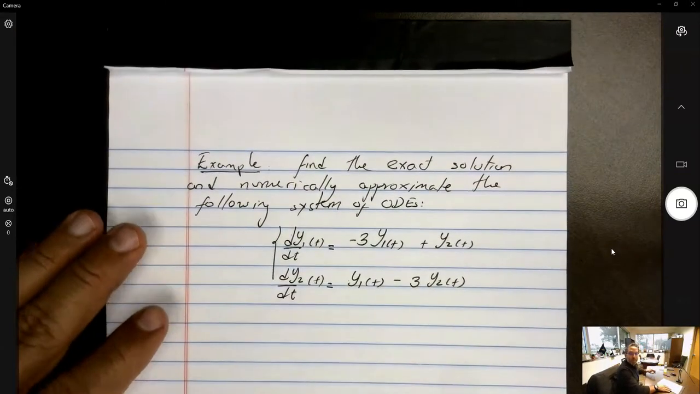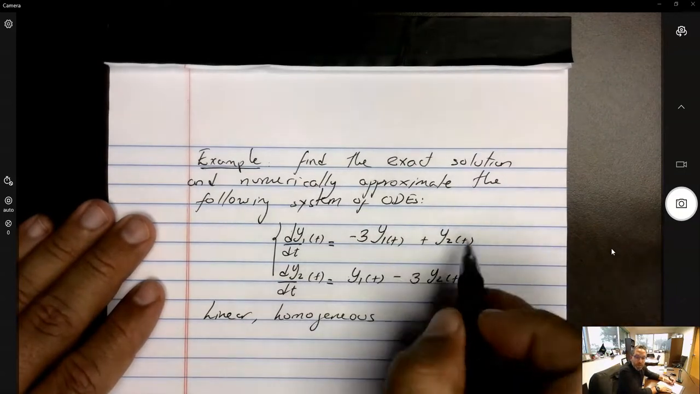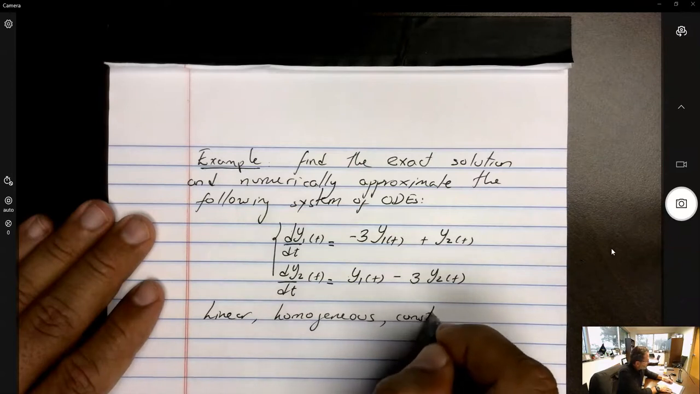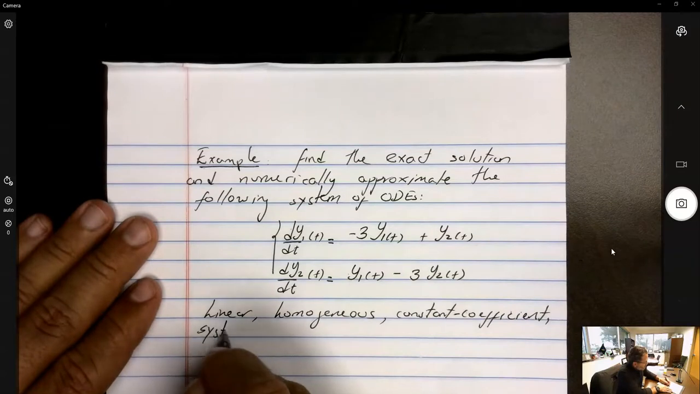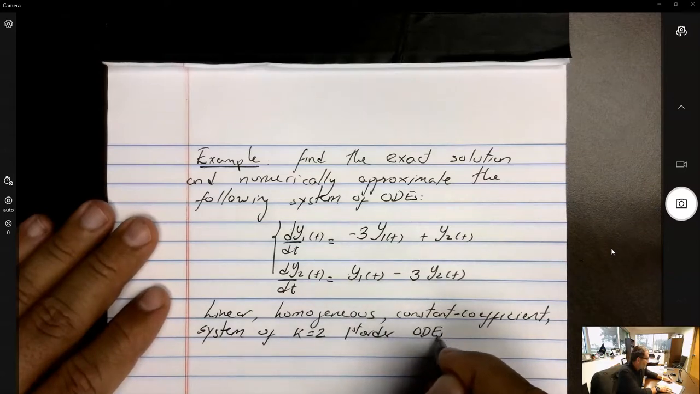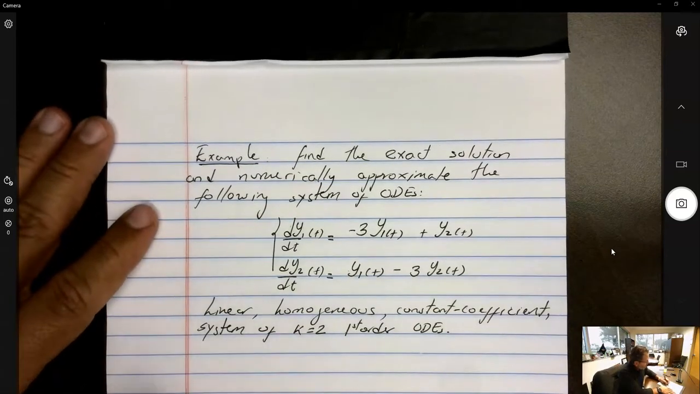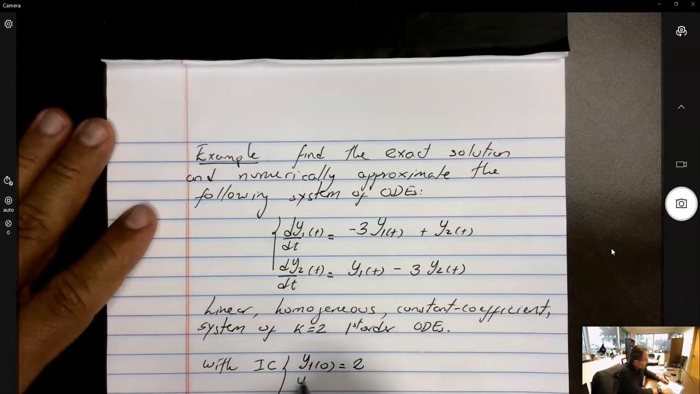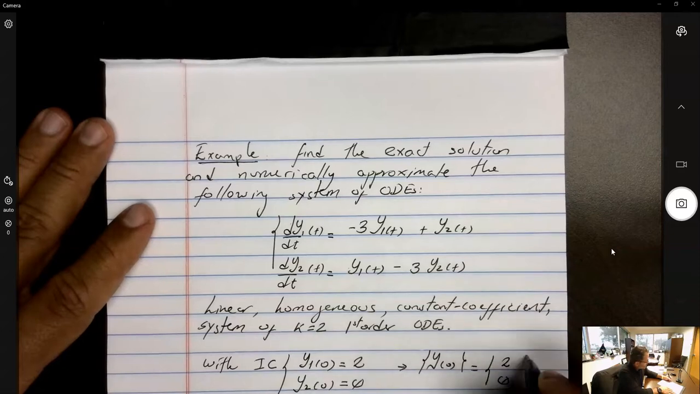All right, notice that the system is linear, homogeneous. There's no independent term. Everything is multiplying the unknown state variables. Constant coefficient. System of k equal to first order ODEs. So we have two first order ODEs. They're coupled. As you can see, you cannot solve the first equation without knowing y2, and you cannot solve for y2 without knowing y1. So you have to solve them simultaneously. And then with initial conditions, y1 of 0 is equal to 2, and y2 of 0 is equal to 0. So we can express this as a vector y0 equals 2 and 0, with two elements, obviously.